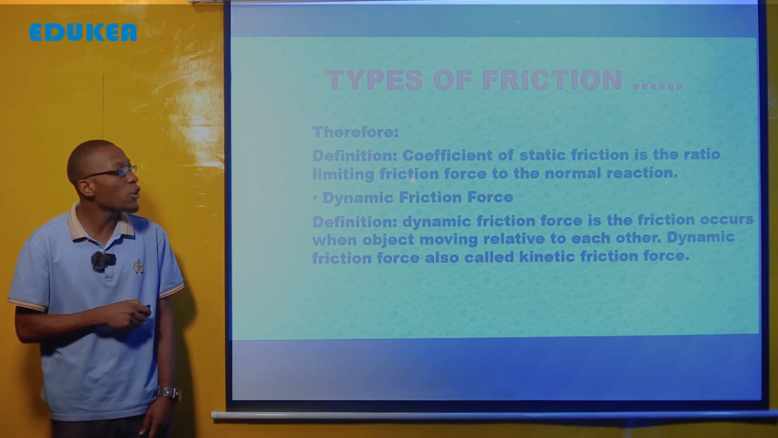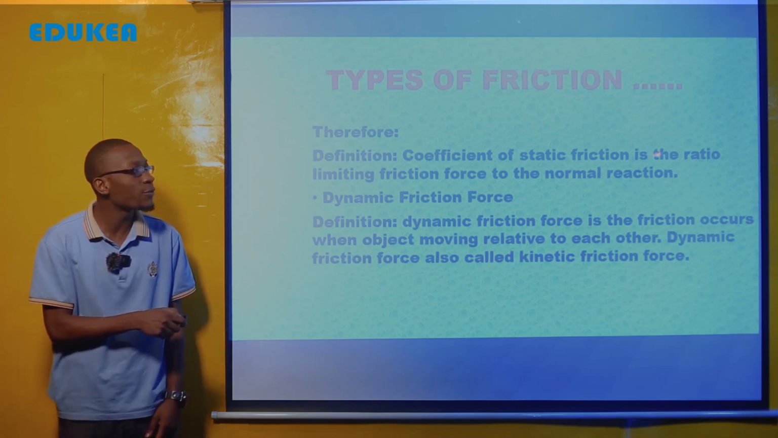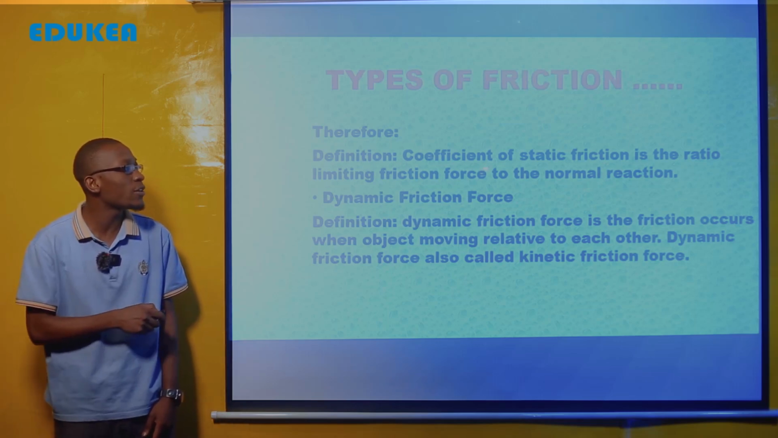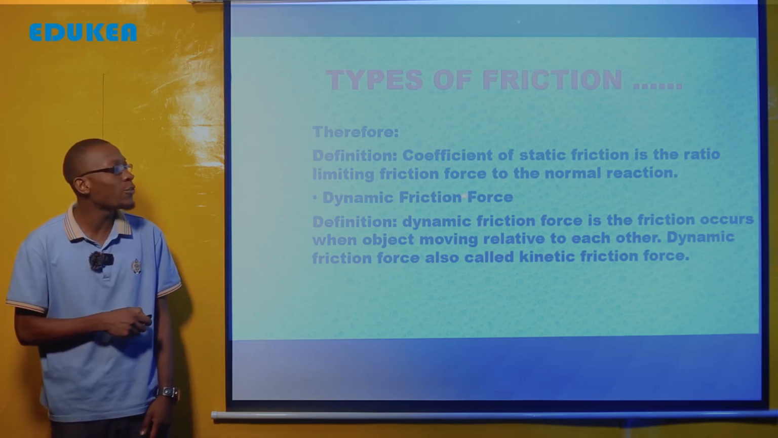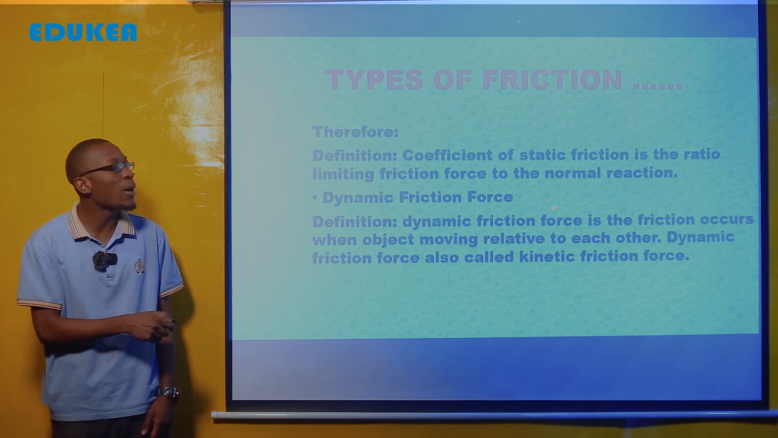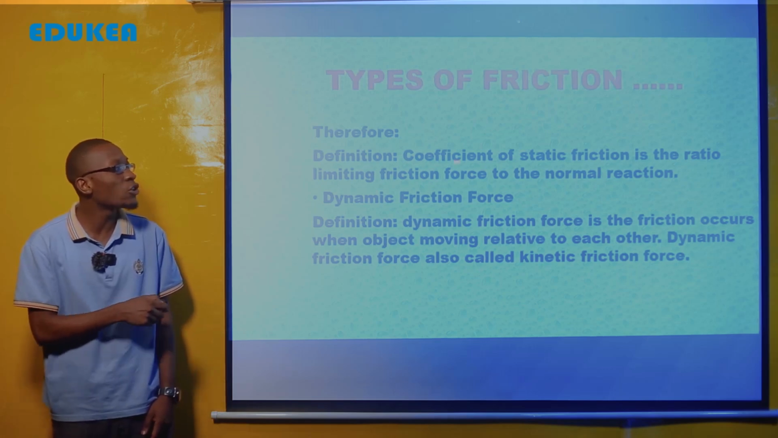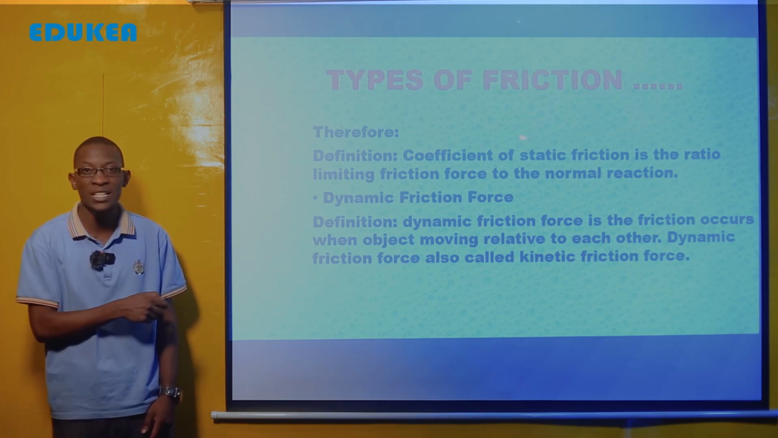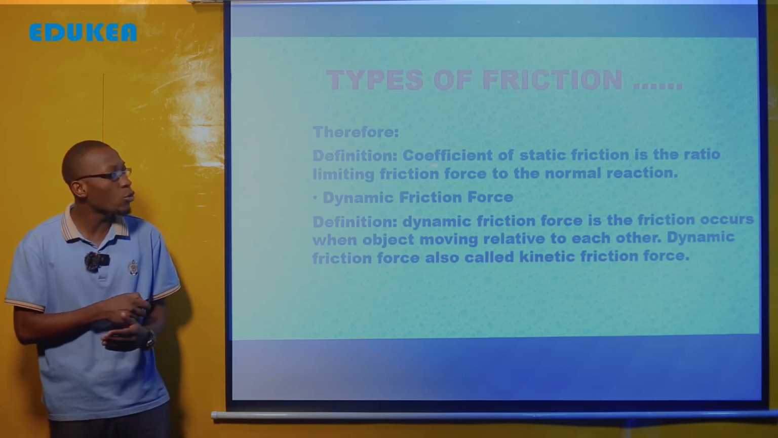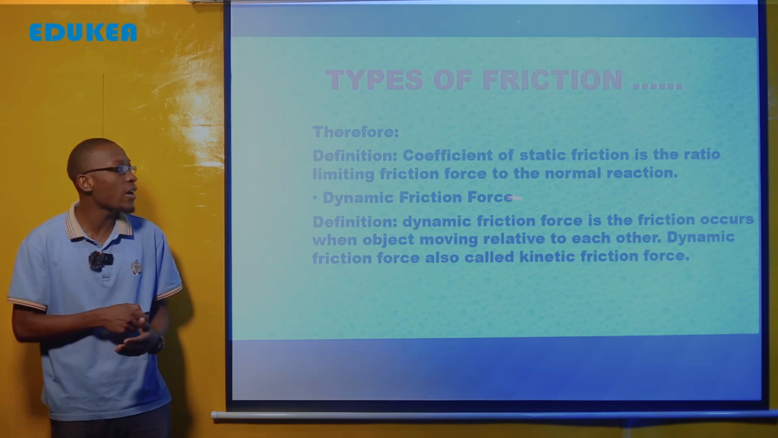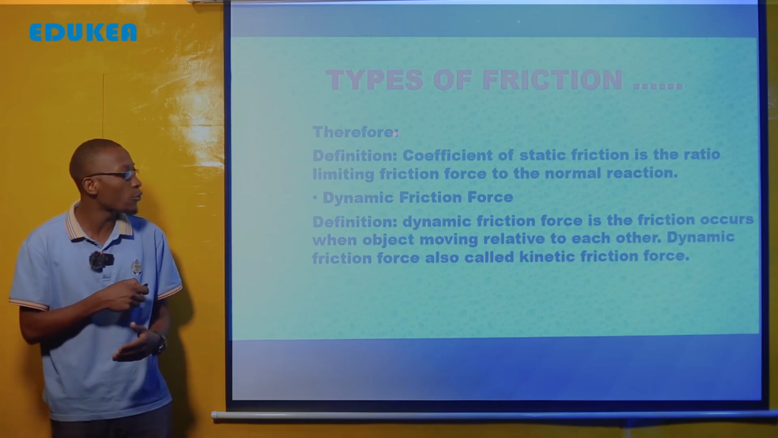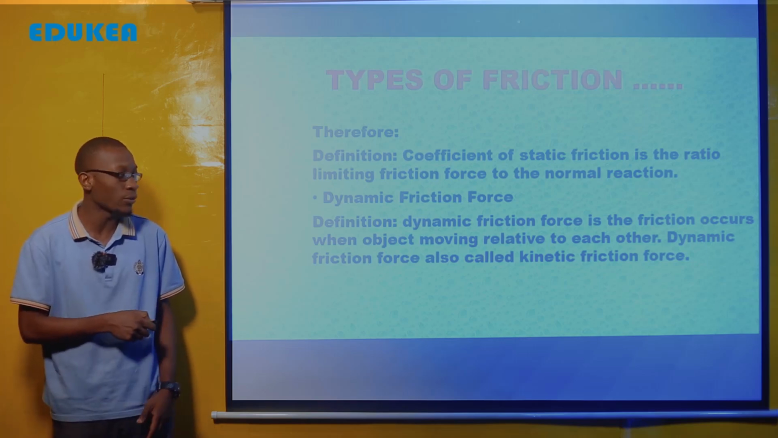So the definition of the coefficient of static friction is the ratio of limiting frictional force to the normal reaction. So the ratio ambayo utakayoipata kati ya limiting frictional force pamoja na normal reaction, hicho kitu tunakiita ni coefficient of static friction. Kwamba tukiwa tunatafuta coefficient of static friction ni sawasawa na mtu achukue limiting frictional force agawie kwa normal reaction.